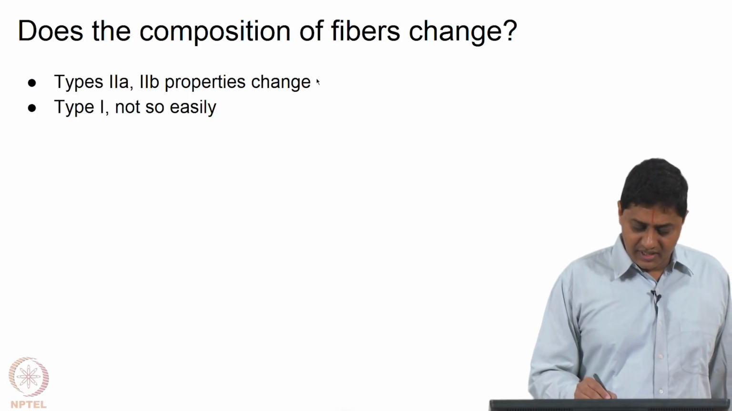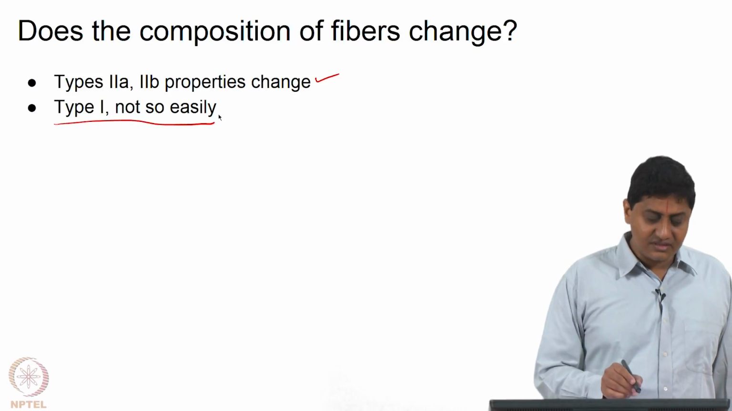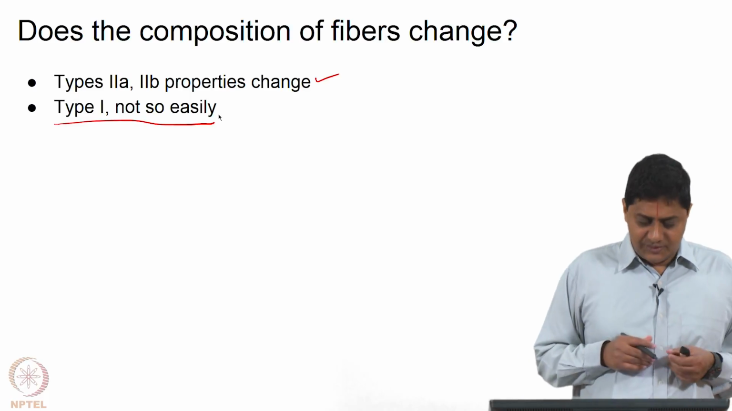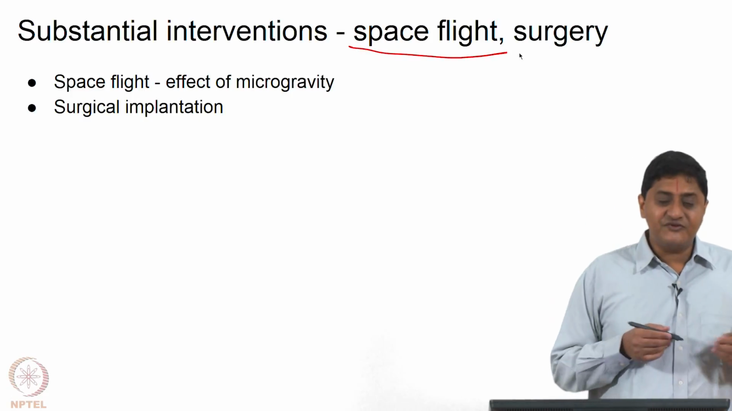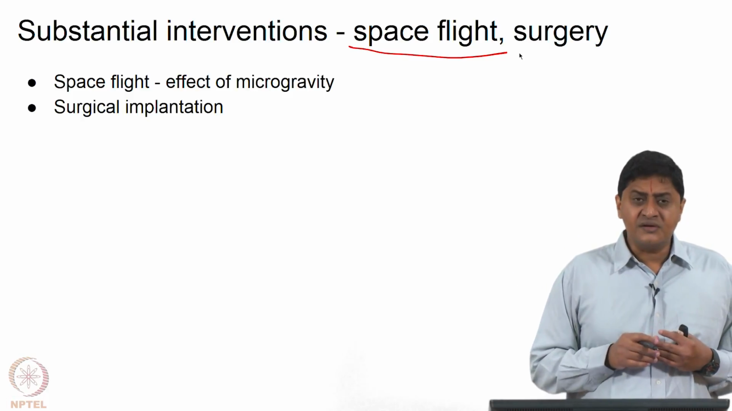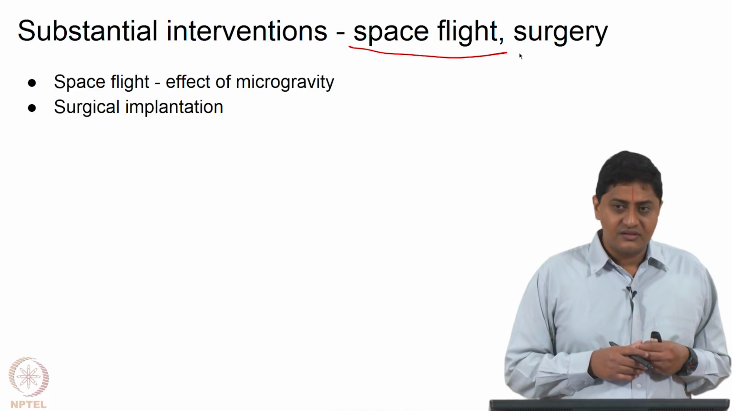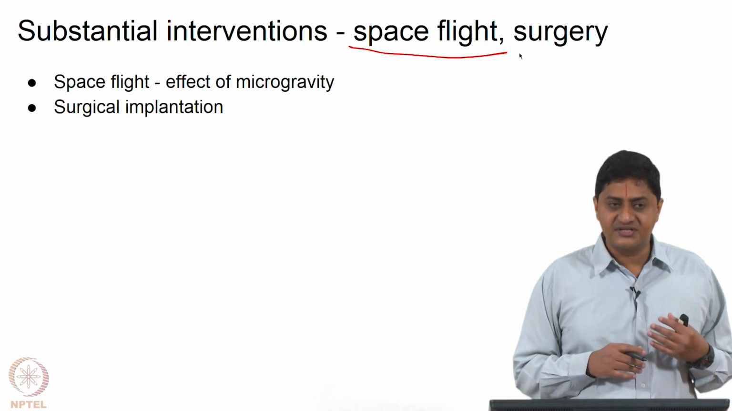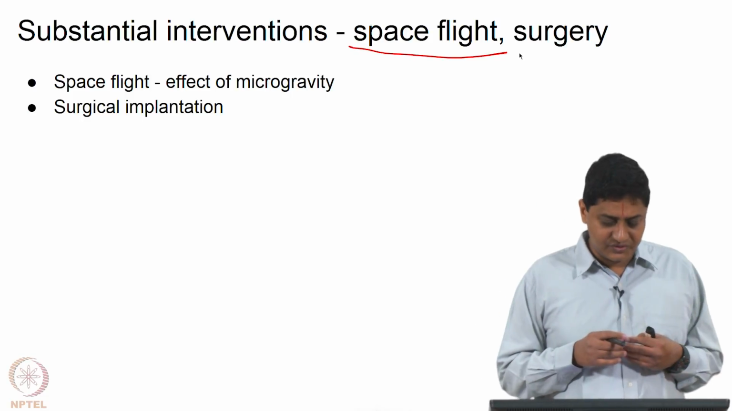I told you already, type 2A, 2B, etc., their properties change, whereas type 1 properties also change, but not so easily. What could cause a change in the type 1 properties? Well, substantial interventions such as space flight. In space flight, there is no gravity, or there is a microgravity that causes the person to lose muscle mass. So, there is a reduction in muscle fiber mass in all the 3 types of fibers. Even type 1 fibers are reduced to some extent.